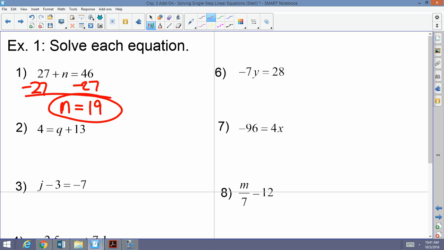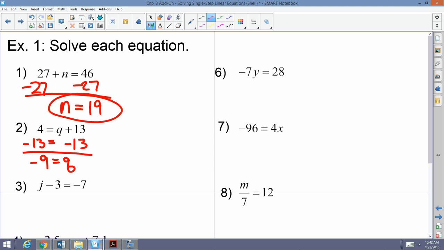Now, if you don't know how to work with integers, I suggest you watch my integer operations video again, please, and thank you. Number two, I got 4 equals q plus 13. Same thing. How do I get rid of a positive 13? Subtract 13, but I'm going to subtract 13 from both sides, right? So then I'm going to get negative 9 equals q.